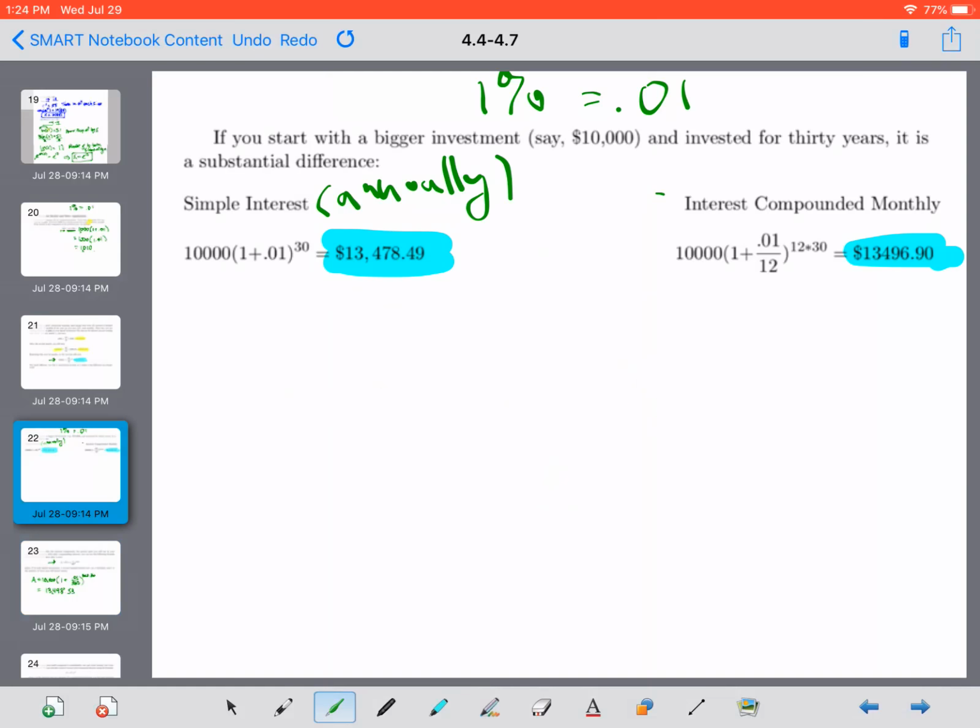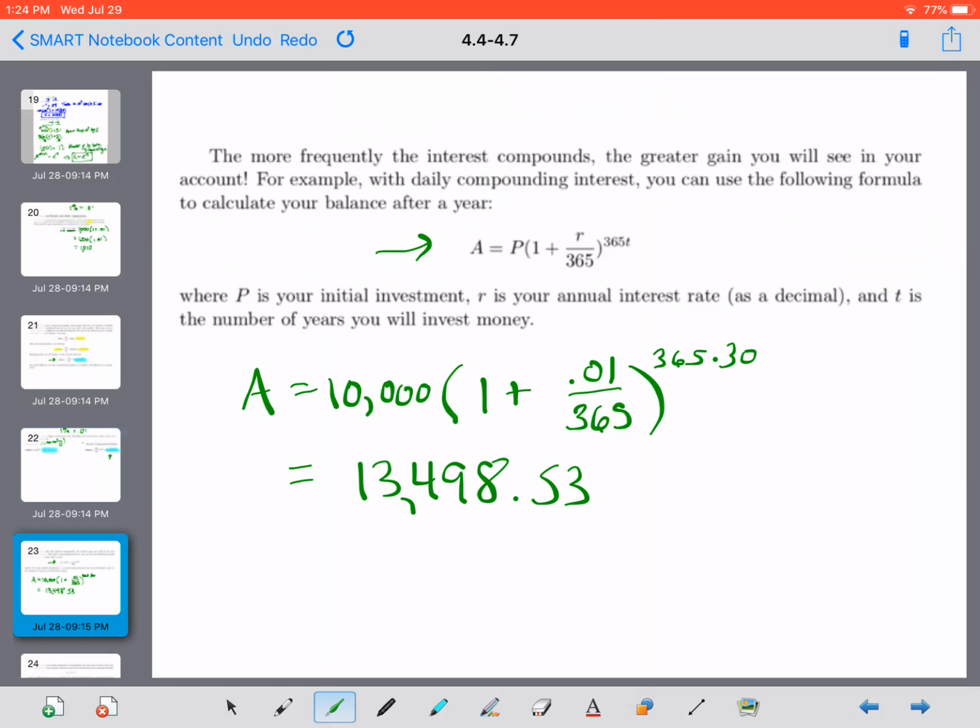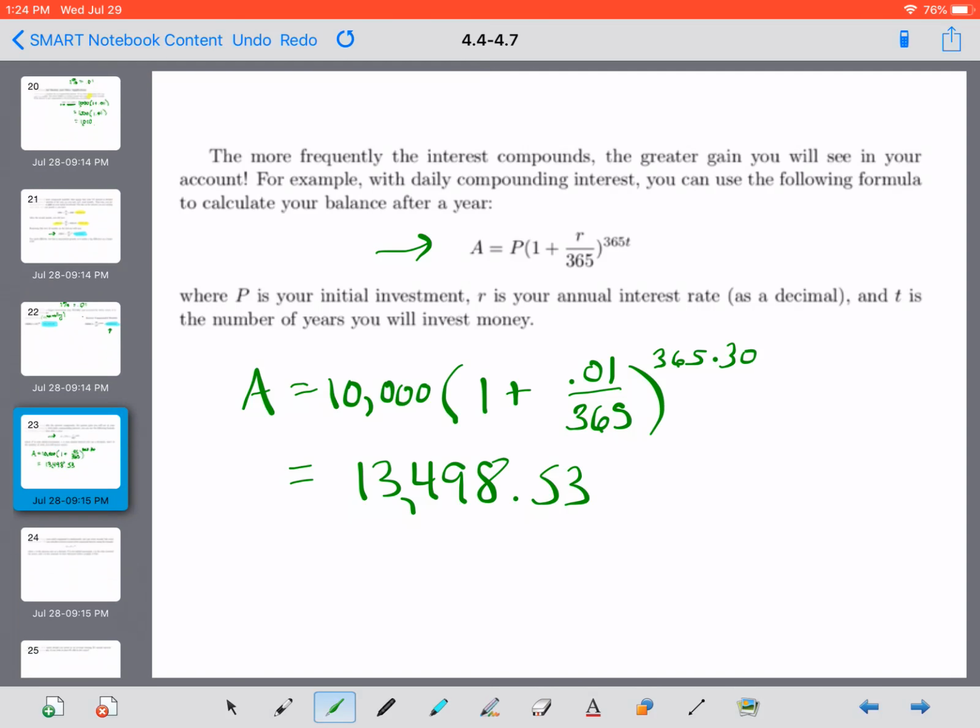Let's go back for a second. Okay, with compounding monthly, we had 13,496. Now we have 13,498. So we got an extra $2 by compounding daily. It's not going to go on forever, right? You can sort of imagine, well, what if it compounded every second? What if it compounded every half a second? But it eventually is going to reach a limit. And that limit is what we call continuous compound interest. The most that you could compound is continuously.